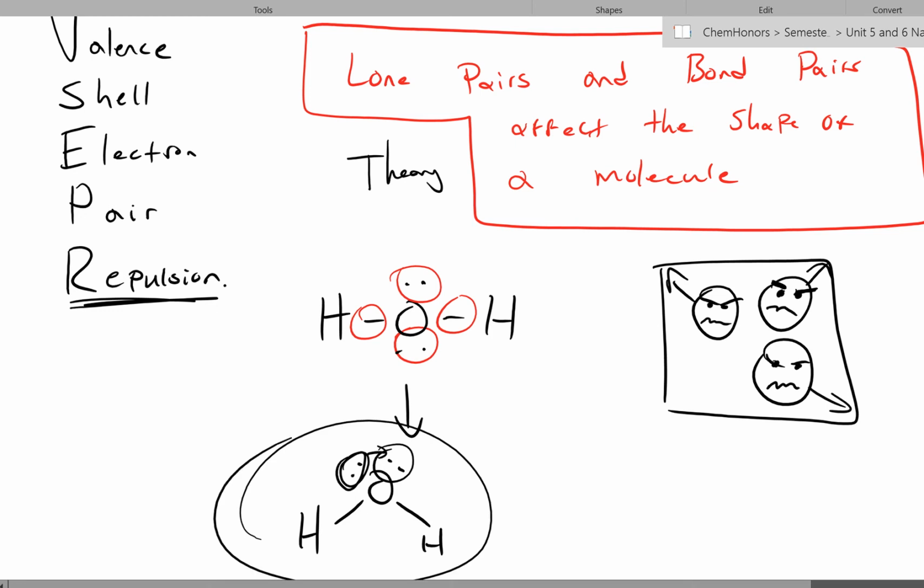Because water forms something like this, which is what is called a bent shape, whereas it's not going to form a straight linear shape like this, right? That's something we're not going to talk about till tomorrow.